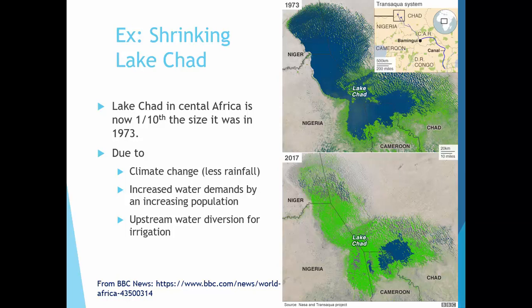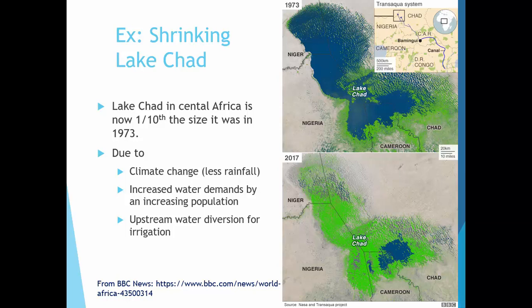So to get to kind of a more international look at wetland loss and surface water diversions, we'll look at a classic example, which is Lake Chad in Central Africa. Lake Chad has shrunk to one-tenth of the size that it was in 1973. So in just 45 years, we're looking at a 90% decrease in size. There's a couple of reasons for that. So often people talk about just dams, but there's many reasons actually for this loss.